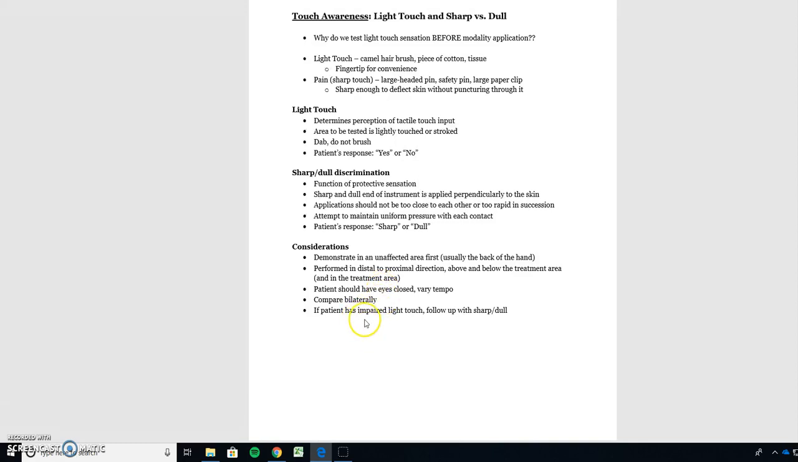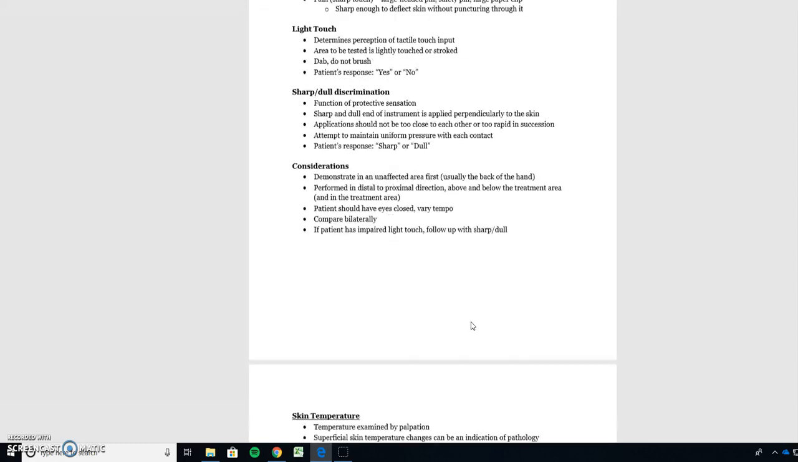Now, if a patient has impaired light touch, you want to move on to see, well, if they don't feel light touch, can they discriminate between sharp and dull? Because that is much more of a safety issue.